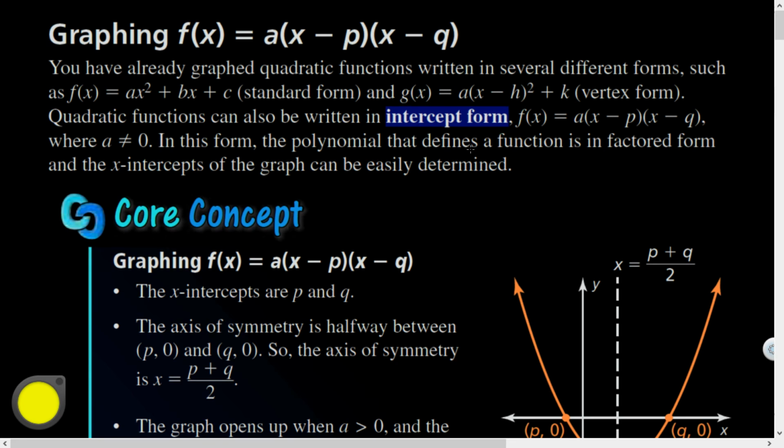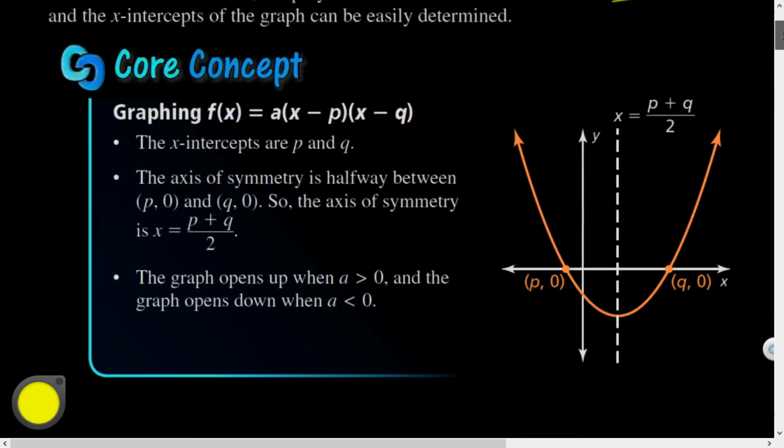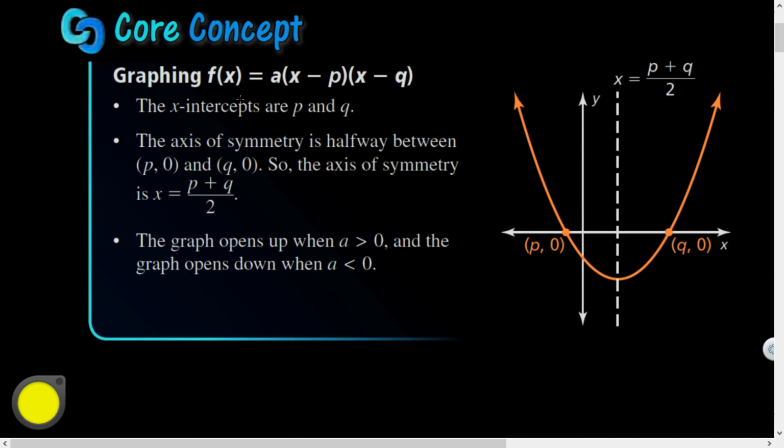In this form, the polynomial that defines a function is in factored form. Notice this is factored. All of these are written as the product of expressions, and the x-intercepts of the graph can be easily determined. Hooray! So, here is intercept form. Wow. I'm already thinking about vertex form, sorry.